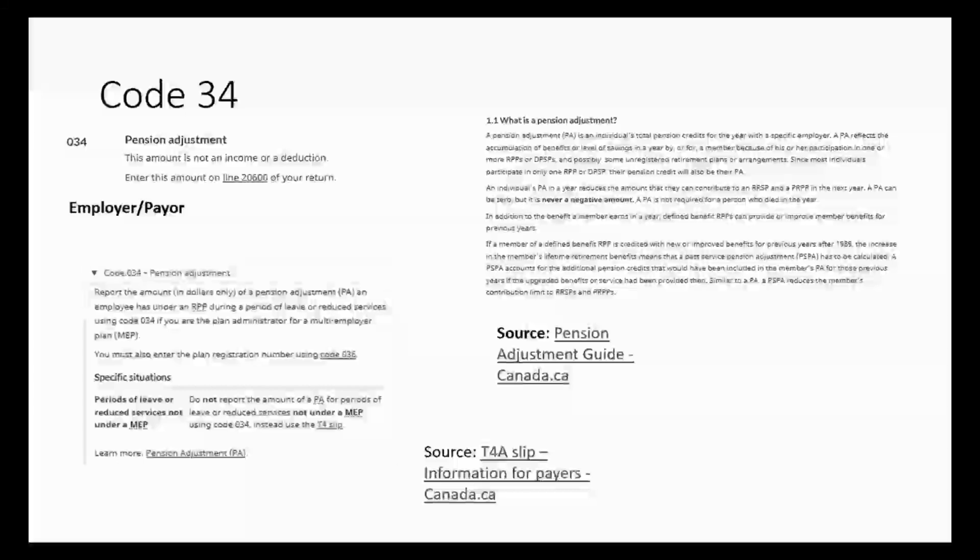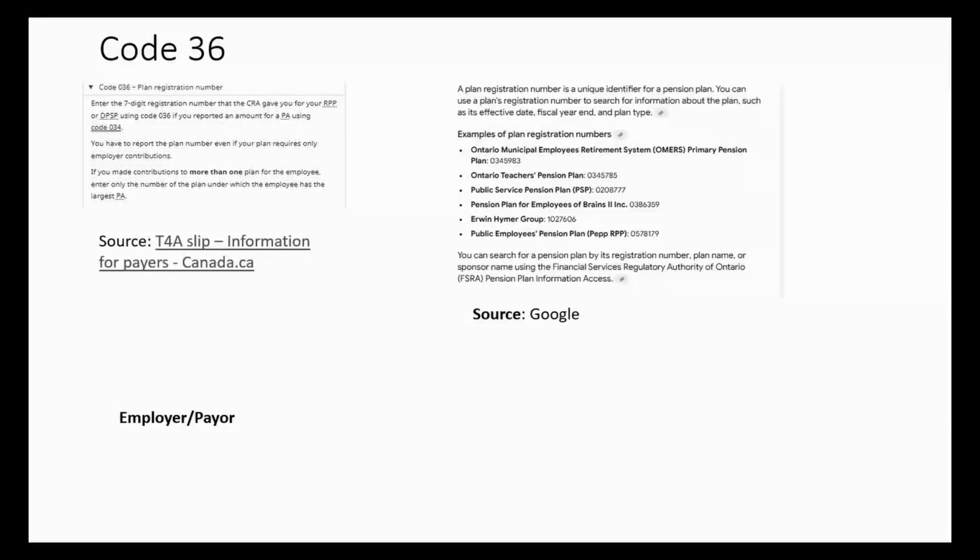Okay, an individual's PA, rather, pension adjustment. An individual's PA in a year reduces the amount they can contribute to an RSP and PRPP in the next year. Okay, plan registration number. This is to be reported by your payer or employer. You have to report the plan number even if your plan requires only employer contributions.